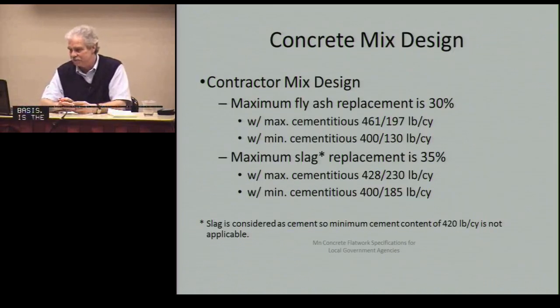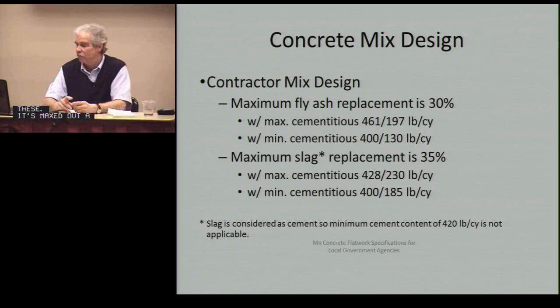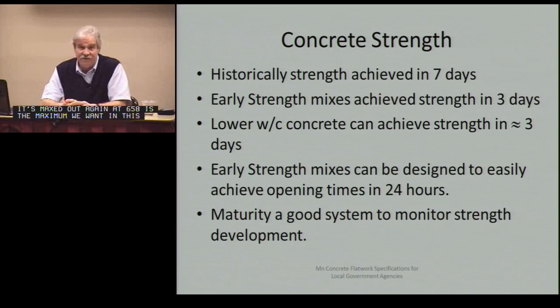So these would be the minimum and maximum cements and fly ashes in the mix. And I'm not going to go through all these. It's maxed out again at 658 is the maximum we want in this specification. Historically, we get our strength in 7 days with most concrete mixes. And early strength mixes is what we call these, usually in 3 days, but you can use a maturity system. We purposely called these early strength mixes. The DOT calls theirs high early strength mixes. So we try to get the terminology a little bit different.